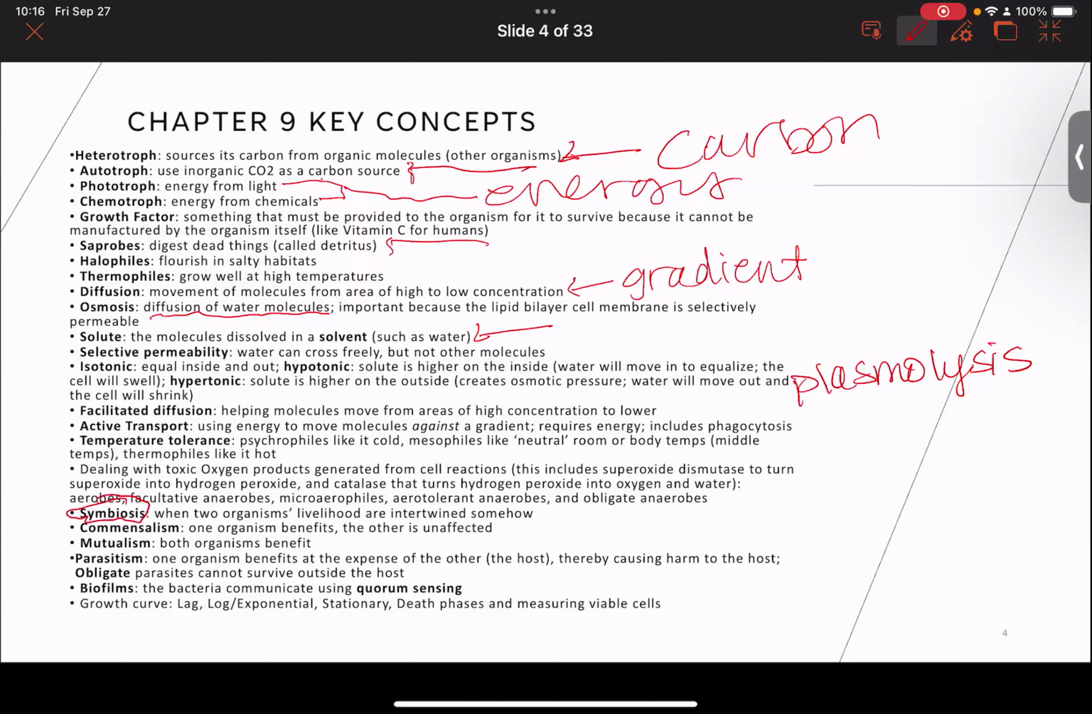Then we have commensalism. That's our first one that I have here. This is where one organism benefits, but the other is unaffected. So only one is benefiting here. The other one's not affected at all. With mutualism, both organisms are benefiting. Both of them are experiencing good experiences, like the gut bacteria in our gut.